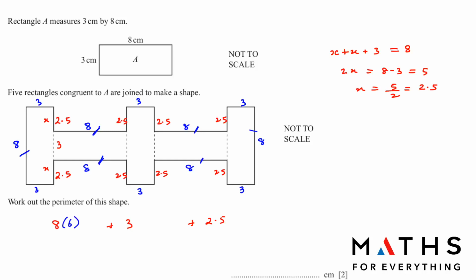So 8 times 6. And let's count 3. 1, 2, 3, 4, 5, 6. Now let's count the 2.5 ones. 1, 2, 3, 4, 5, 6, 7, 8. Bracket means multiply. So 8 multiplied by 6 plus 3 multiplied by 6 plus 2.5 multiplied by 8. And we will get 86 centimeters.